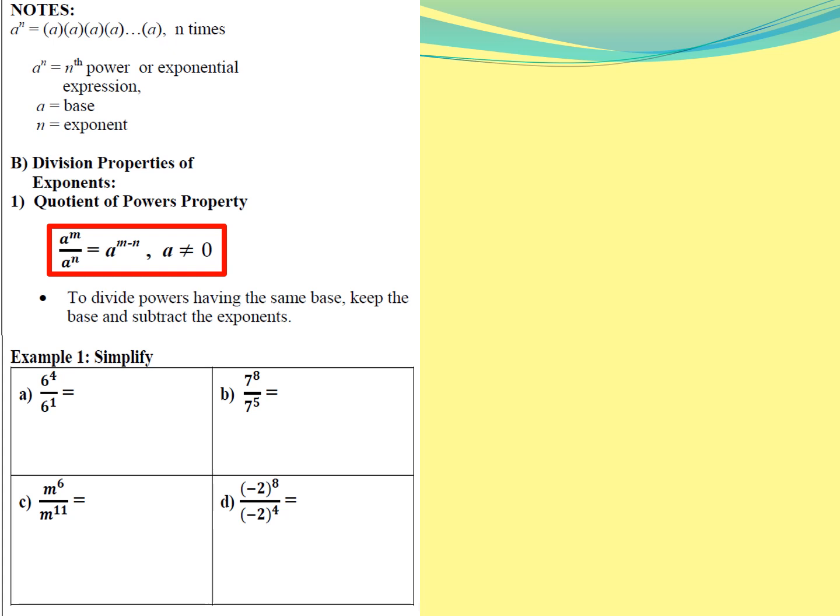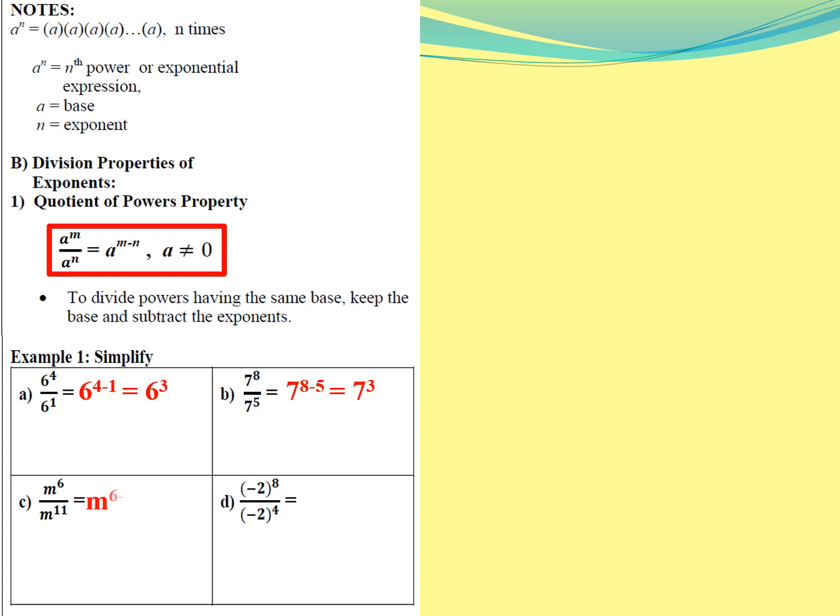Example number 1. Simplify. Letter A, 6 to the 4 divided by 6 to the 1. So this is 6 to the 4 minus 1 equals 6 to the 3. Letter B, 7 to the 8 divided by 7 to the 5 equals 7 to the 8 minus 5 equals 7 to the 3.